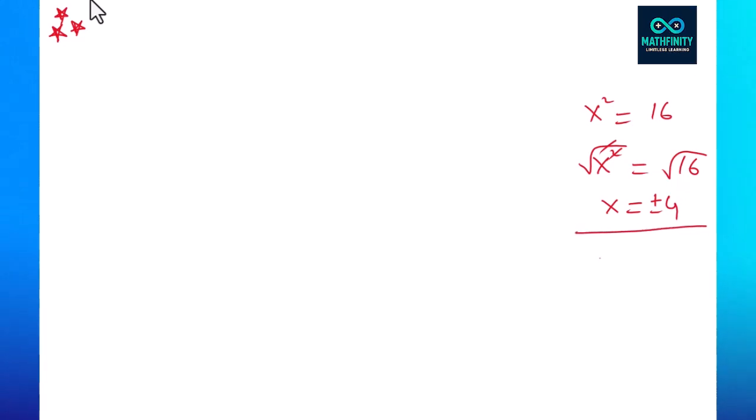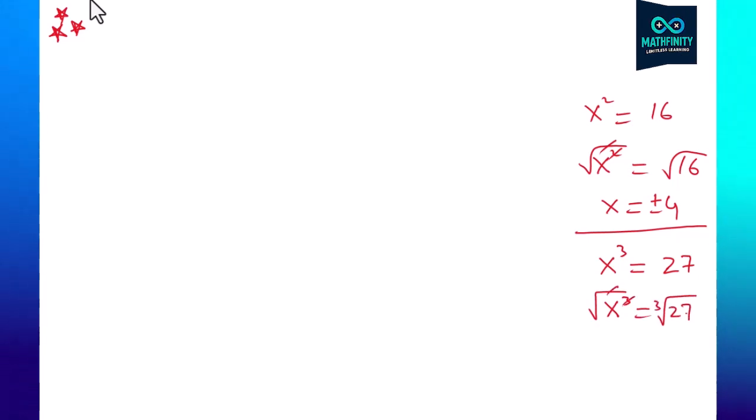If we have to remove the cube on both sides, like we can take 27, then to remove the cube, we take the cube root on both sides. This will cancel out. x will be equal to 3 times 3 times 3, so I think the answer will be 3. To remove the square, we take the square root. To remove the cube, we take the cube root. But these are the basic ideas.